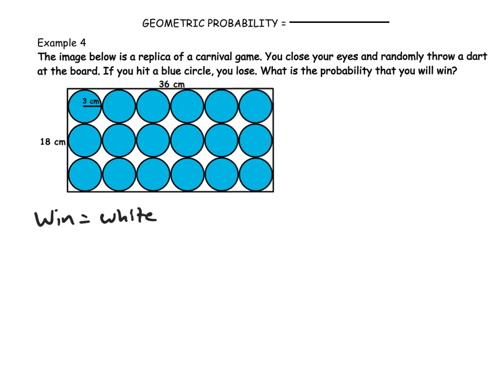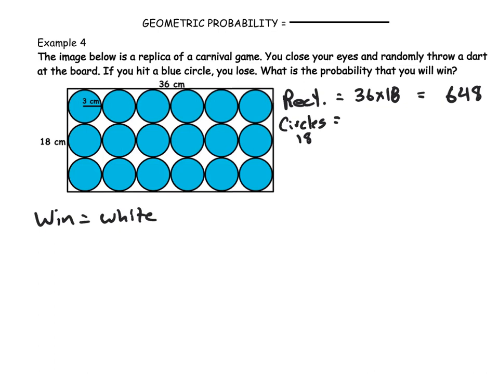So the first thing I need to do is figure out the area of the white. So what I need to do is figure out the whole area of the rectangle, and then I need to subtract off all those blue circles. Well, the rectangle is just 36 by 18. So if I multiply 36 by 18, I get 648. That's the entire rectangle. Now the circles, notice I have 18 circles there.